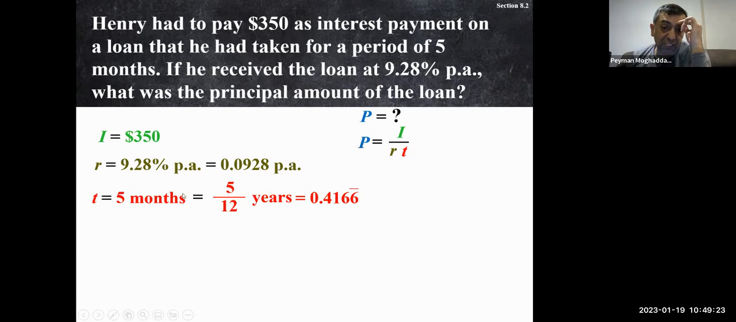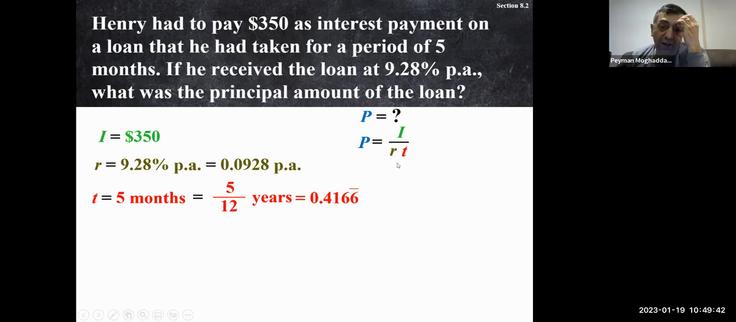As I said, the 5 months need to be converted to years, right? Because the interest rate is per annum. So the interest rate is per annum, and time has to be in years. So now we have I, we have R, we have T. They are all the same unit. Then we can use the calculation, which is P equals I divided by RT.